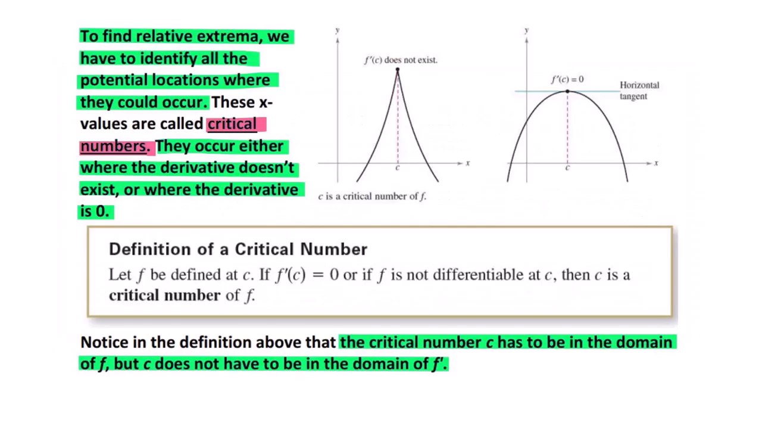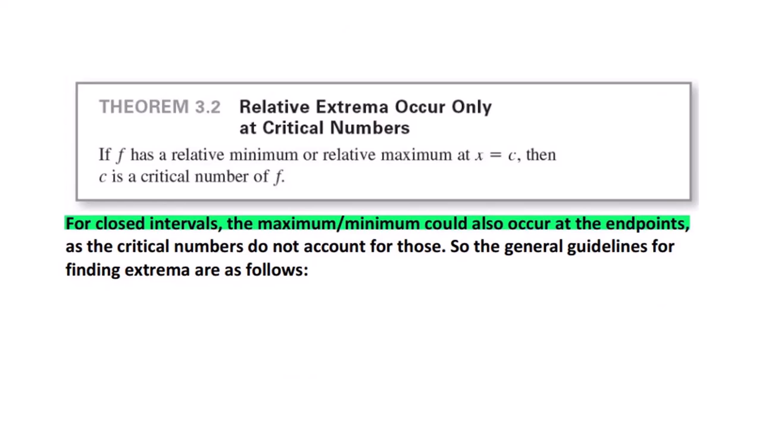The potential locations of relative extrema are at x values called critical numbers. That means we've got to find out where these critical numbers are. They happen where either the derivative doesn't exist, meaning the function's not differentiable at that point, or where the derivative is 0. Theorem 3.2 tells us that each relative minimum or maximum occurs at a critical number. Make sure you see what it doesn't say. It does not say that every critical number results in a minimum or maximum. Make sure you understand the difference between those two statements.